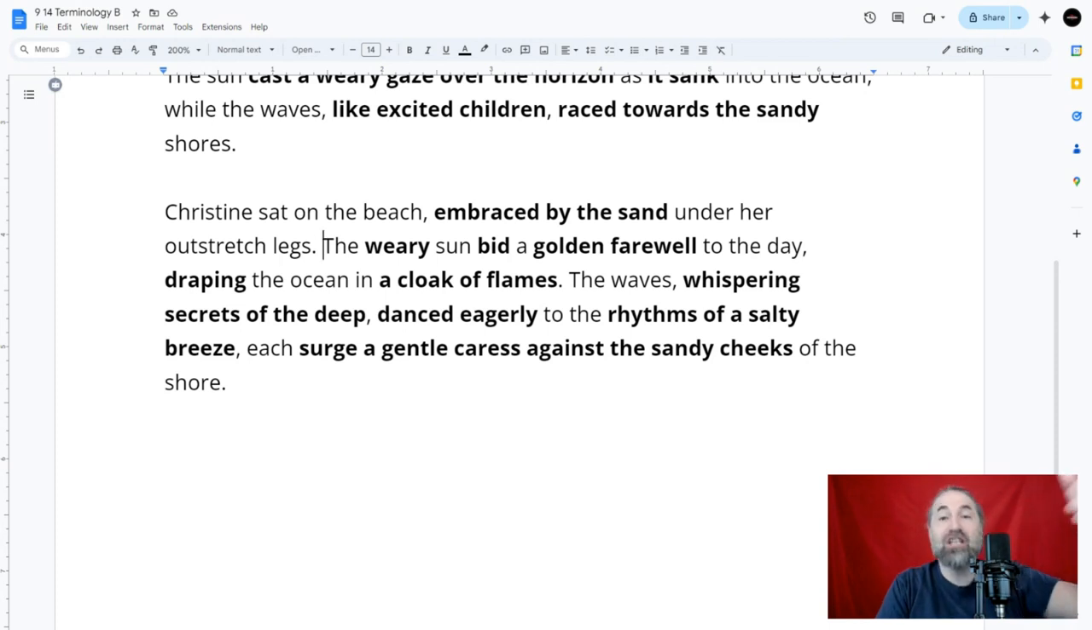She's witnessing. She's personifying the sun to be weary. She's personifying it bidding a farewell, a golden farewell to the day. She's watching the sun drape over the ocean like a cloak of flames. She's acknowledging these things. It's not just a description anymore. It's how she's absorbing the scene. The waves themselves are whispering secrets of the deep and dance eagerly to the rhythms of salty breeze. Each surge a gentle caress against the sandy cheeks of the shore.